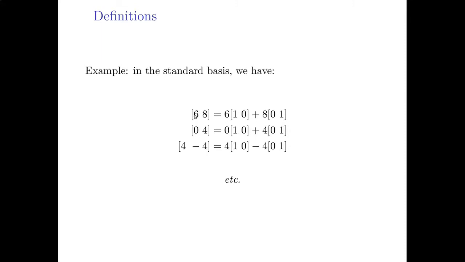If I say, hey, how do you express 6, 8 in the standard basis now? Well, duh, it's 6 of the first one and 8 of the second. How do you express 0, 4? It's 0 of the first and 4 of the second. How do you express 4, -4? It's 4 of the first and -4 of the second, etc., right? So the coordinates of the vector actually are telling us how much of each of the basis vectors to get because, you know, this is how the standard basis works out. So, just so you know that.